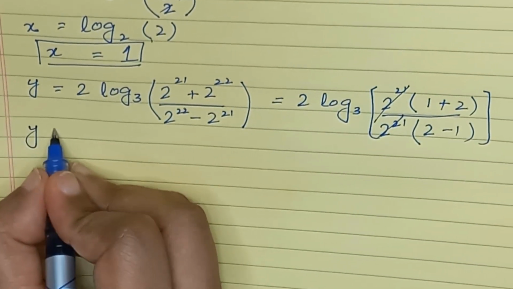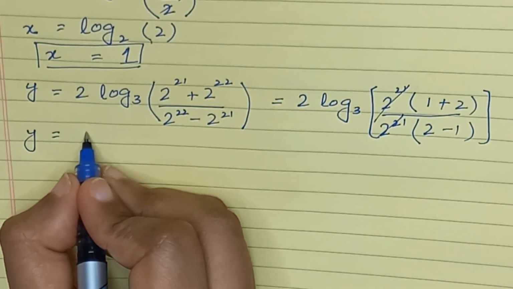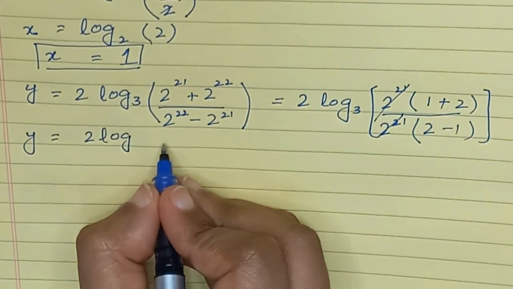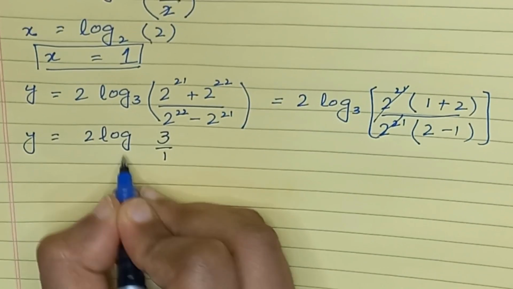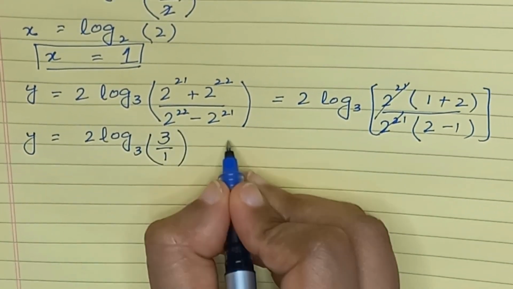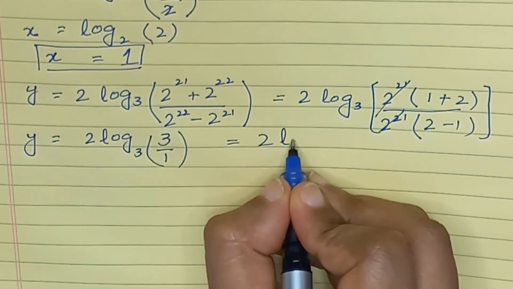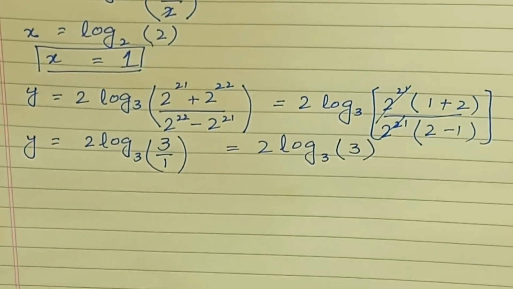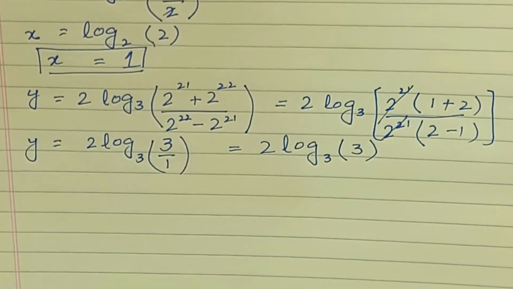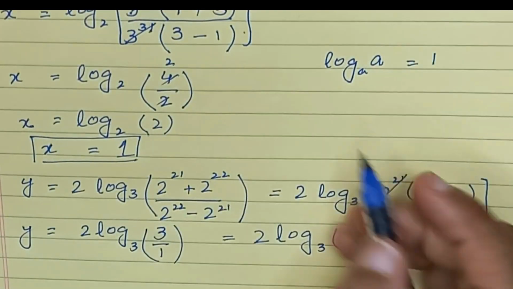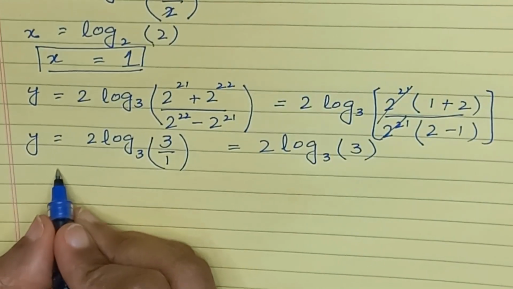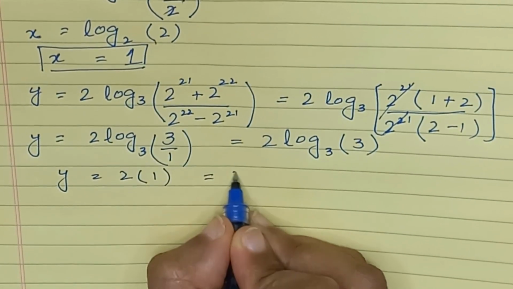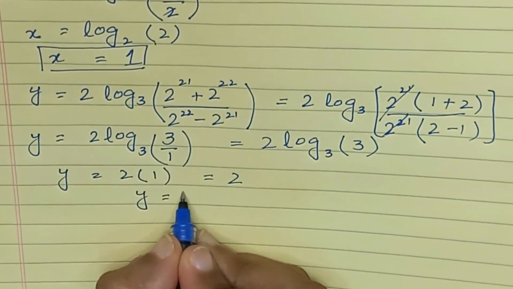So y is equal to 2 log of 3 divided by 1, and its base 3. It is the same as 2 log of 3 base 3. So we will again apply this logarithmic rule. So it will become y is equal to 2 into 1, which is equal to 2. So the value of y is 2.